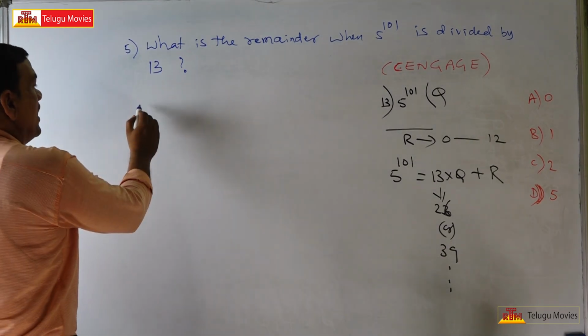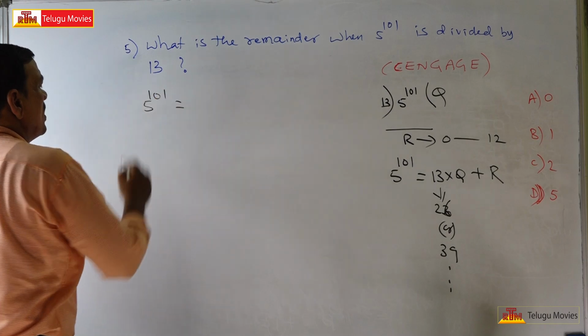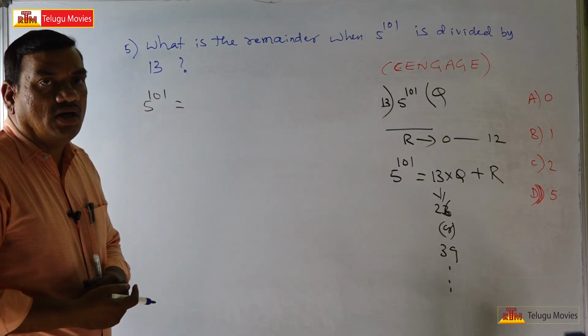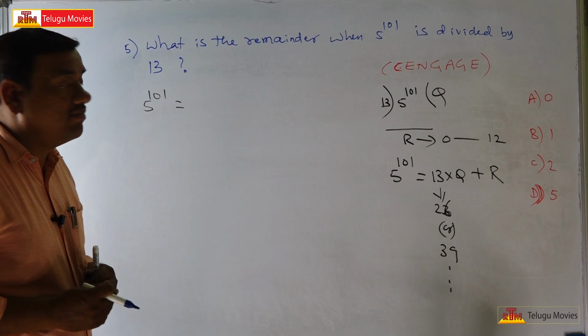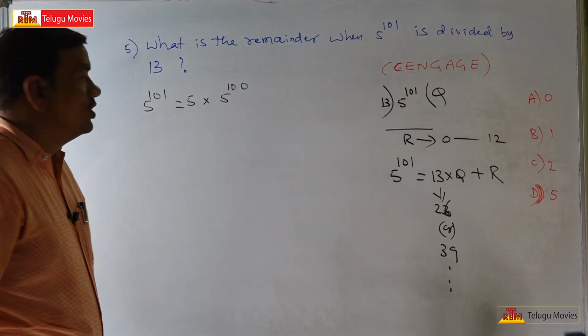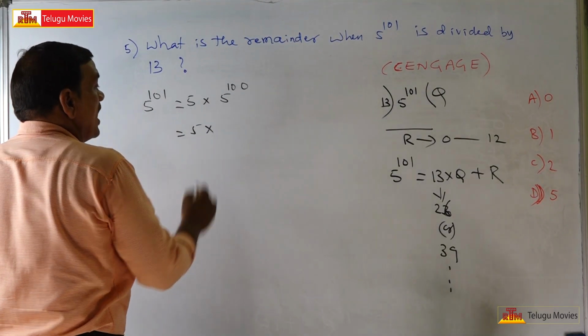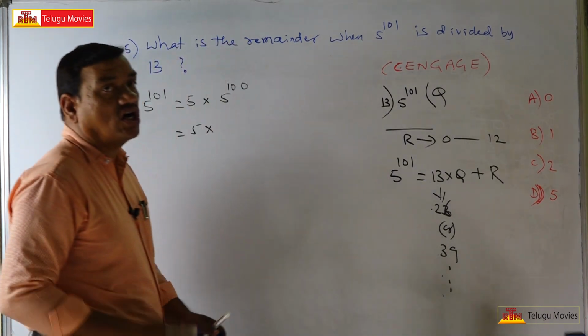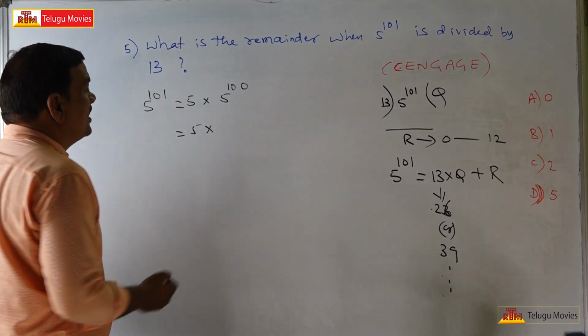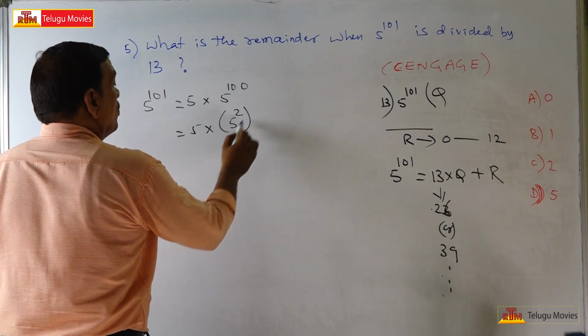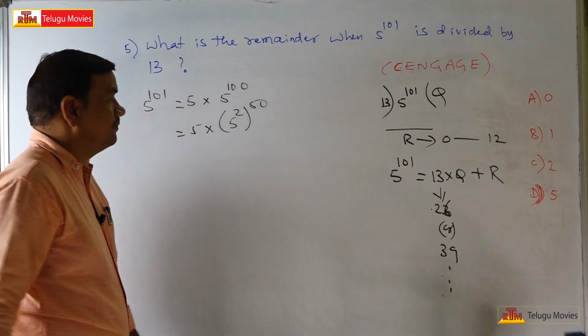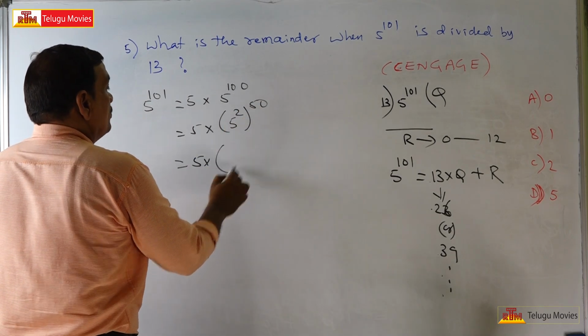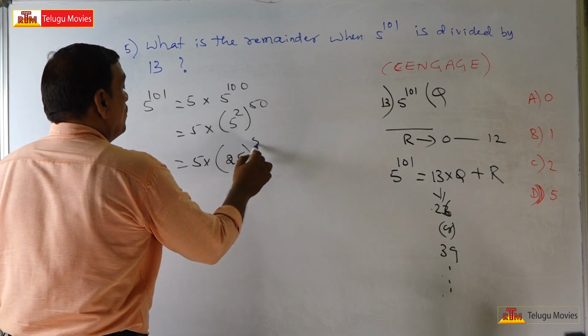So here 5 to the power of 101. 101 looks like an odd number. So I can write it as 5 into 5 to the power of 100. So this can be written as 5 into, I want some 13 or 26 or 39, and so on. So how can I write it? I can write it as 5 squared whole power 50, since 2 fifties are 100. So this is equal to 5 into 5 squared, that is 25, whole power 50.